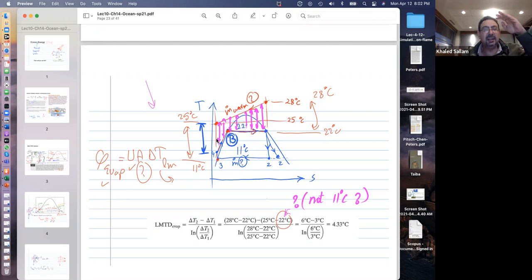So this big delta T, this is a liability in the design, right? You think I have so big delta T, and then you basically find out that you don't have enough surface area.